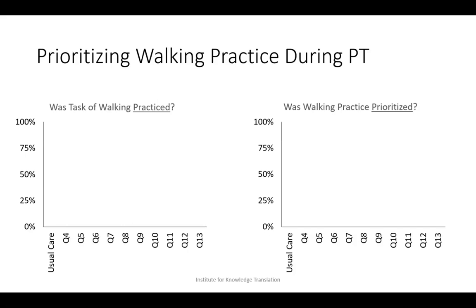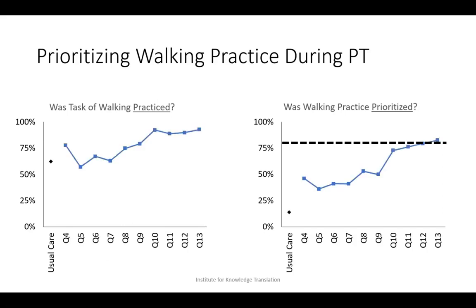So you prioritized walking. Even if there were other things that had to happen, maybe you did some walking and then had to spend half of your session doing toileting type things, that was still prioritizing walking. Individual sessions were scored as either having prioritized walking or not. I'm throwing the 80% target that we have for our primary fidelity metric on there, because that's how we're going to look at that.